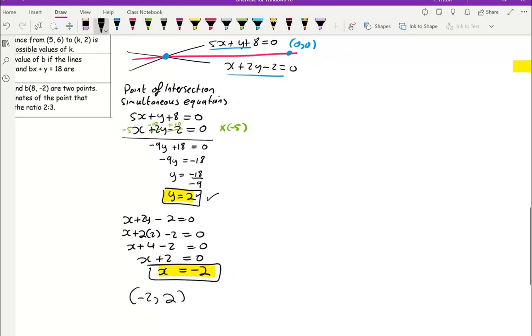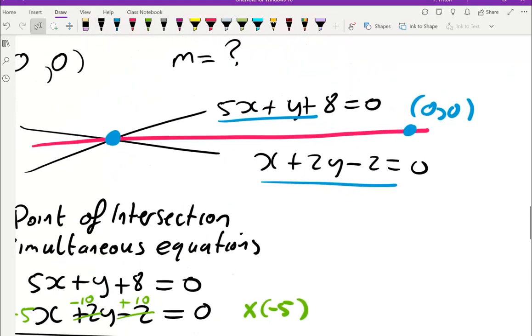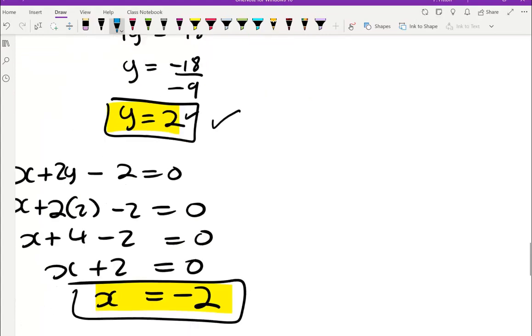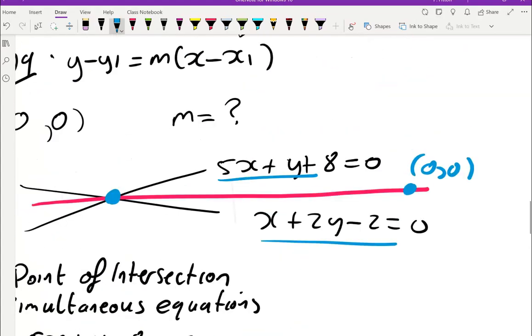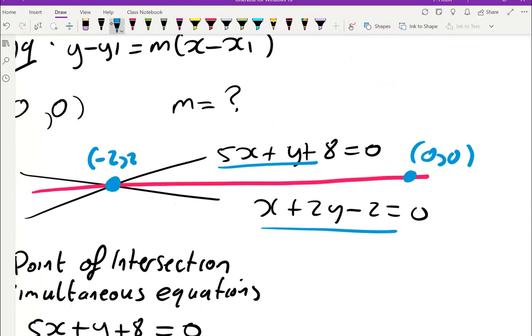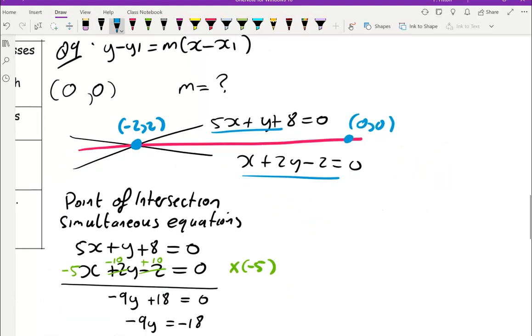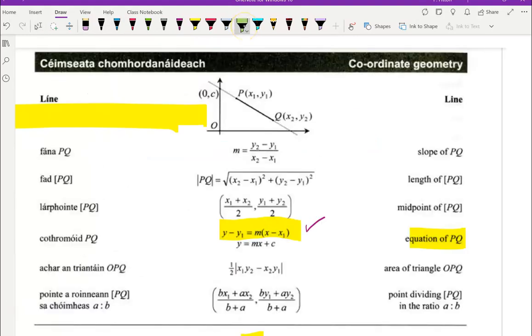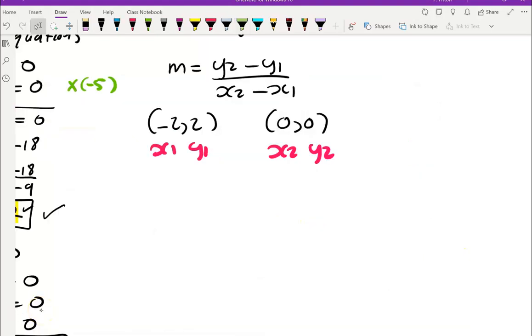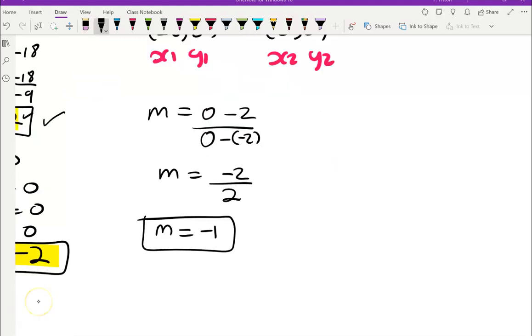What we now have is two points on the line, the point 0, 0 and the point minus 2, 2. Now that we have two points on the line, we can address the fact that we need to find the slope, and we can do that using our slope of a line formula using two points. Find that formula again on page 18: slope of PQ given two points. So we have our slope formula, label your points x1, y1, x2, y2, and fill in. We now have a slope of minus 1.